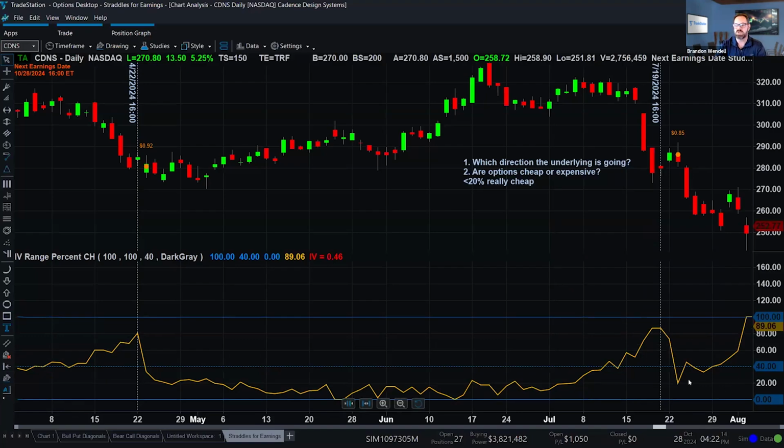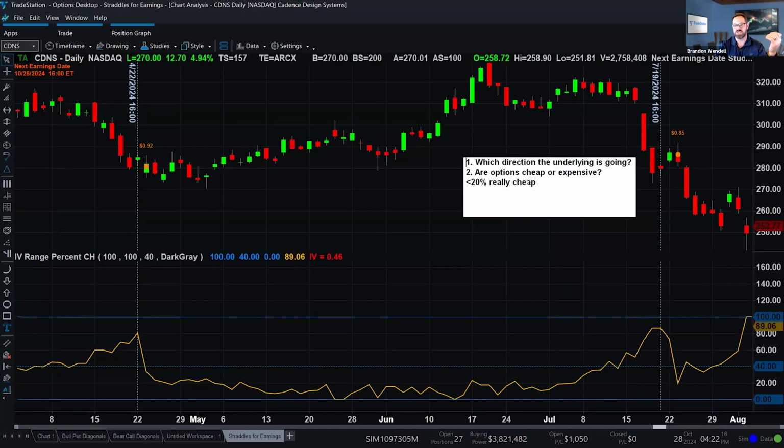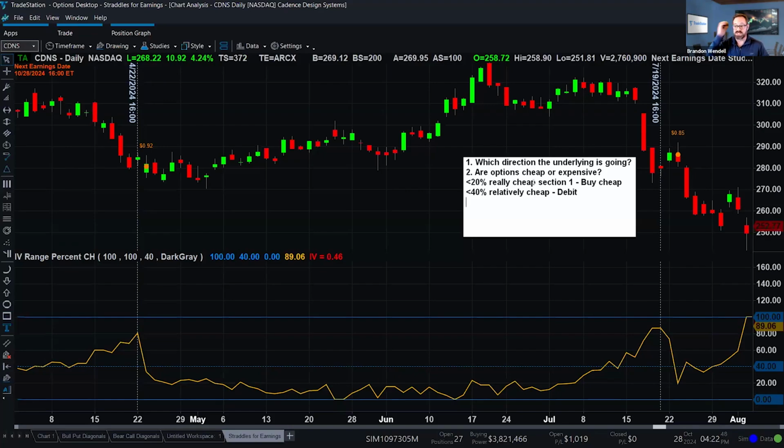So anything between 0 and 20% is in section 1, which means options are very, very cheap, really cheap, put it that way. Again, it doesn't mean that they can't get cheaper, because they can. You'd like to buy cheap, right? If it's between 20 and 40, so still less than 40%, it's relatively cheap. And you still probably want to be on the debit side. That means buying options or doing debit spreads.